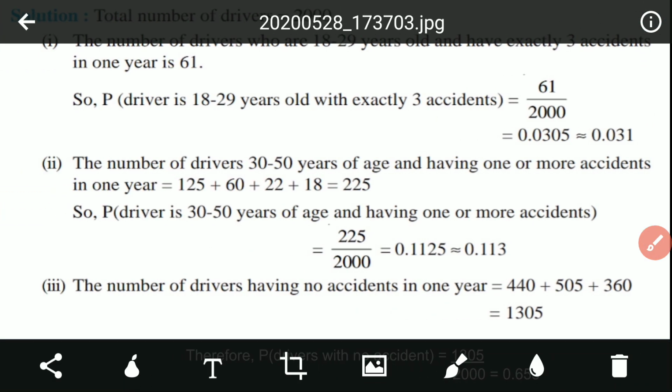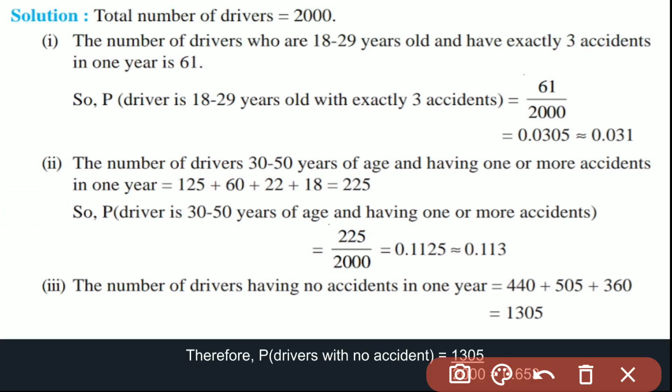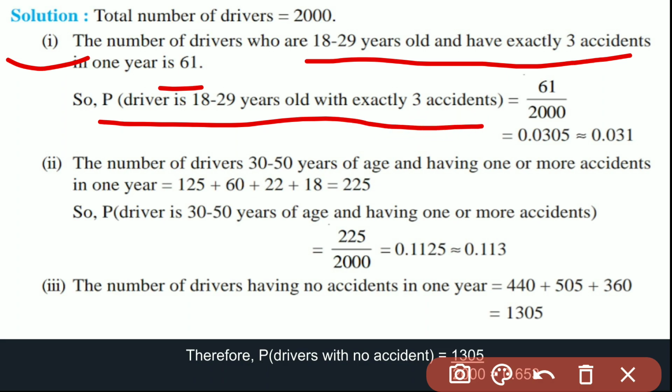For this first condition, for probability 1, you have the number of drivers between the age group and exactly 3 accidents as 61, as we saw in the tabulation. For finding the probability for the given condition, the actual result was 61, out of a total result of 2000. When you divide 61 by 2000, it is divided by 1000 again, and we get 0.031.